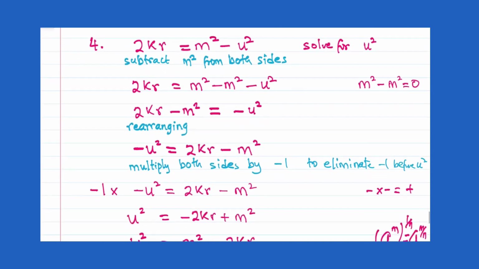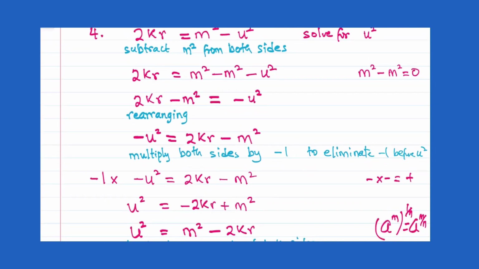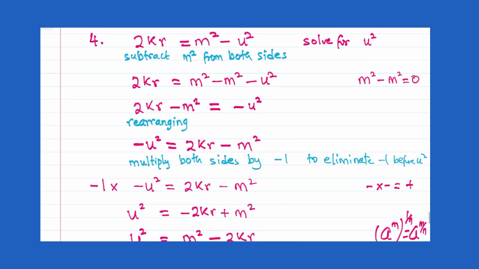So here is the solution for 2kr is equals to m squared minus u squared. Look at what we did. We subtracted m squared from both sides because we want to make u squared the subject of the formula, or rewrite in that format. And when we take m squared minus m squared out, we have plus m squared minus m squared becomes 0. And that gives us 2kr minus m squared is equals to minus u squared. So we rearrange the equation, and after rearranging, you can see what we have now.